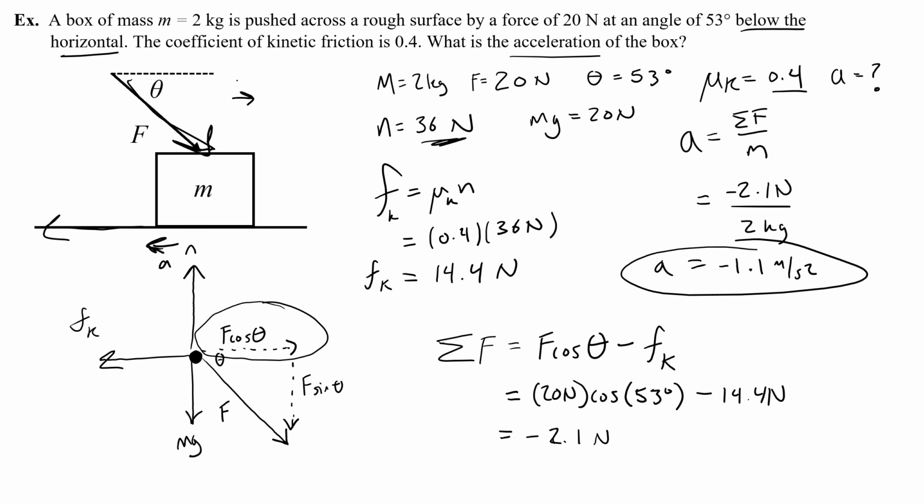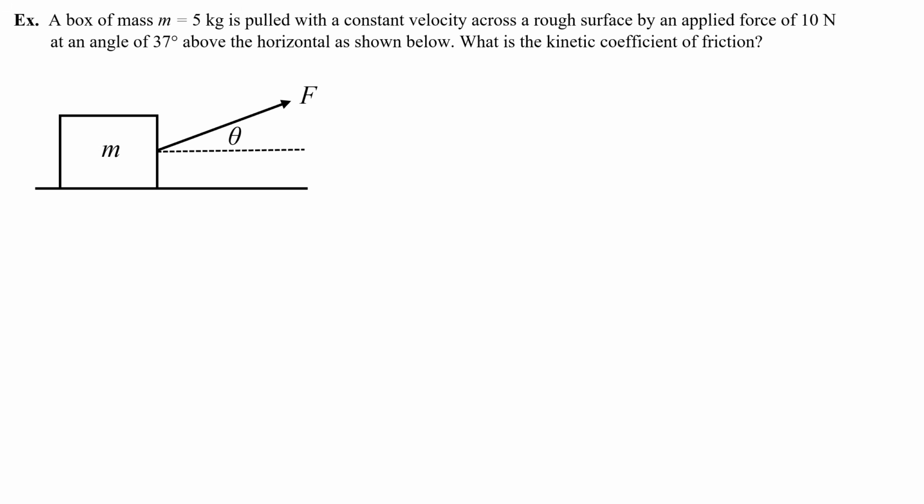So this box is probably moving to the right across the table, but friction is greater than the forward part of your push. So even though you're trying to push it forward, the ground is too rough and it's actually slowing down to a stop. Okay, great. Let's do one last example.